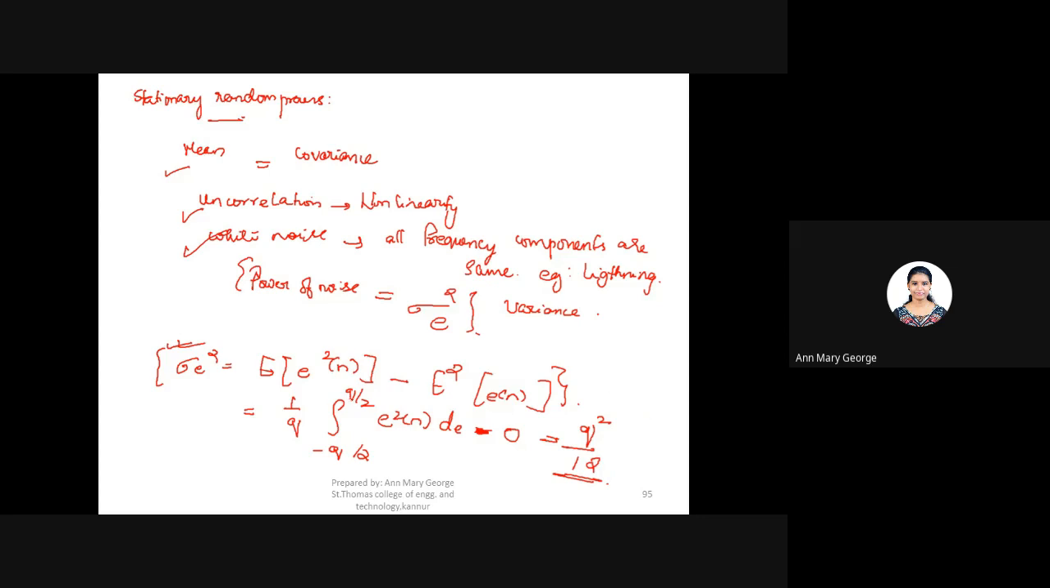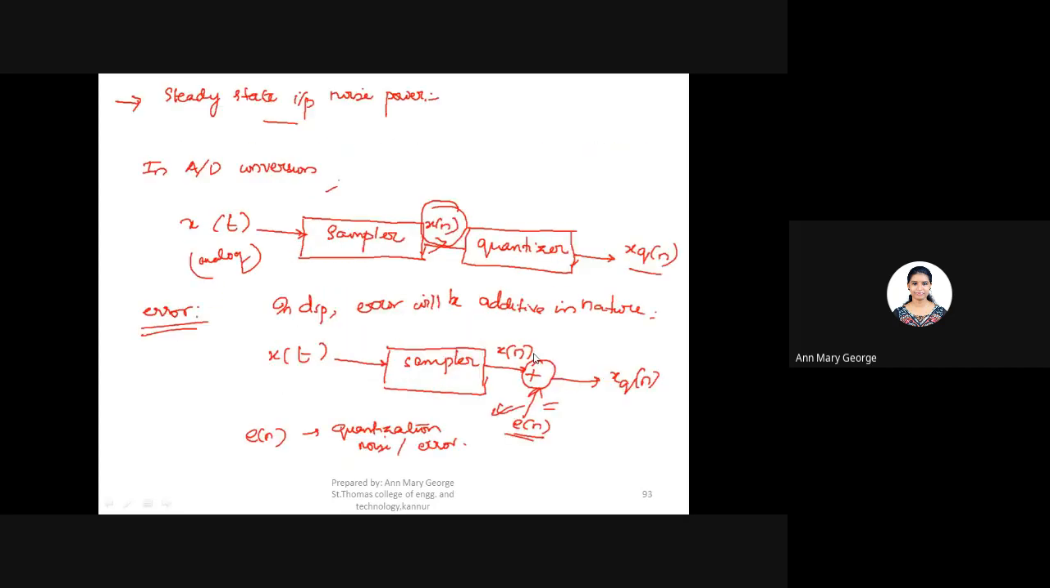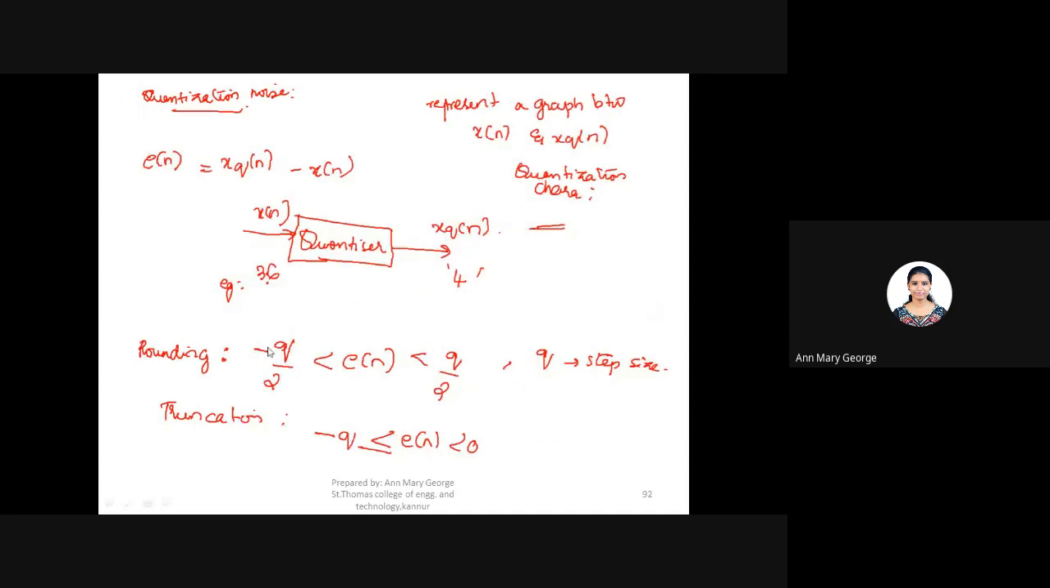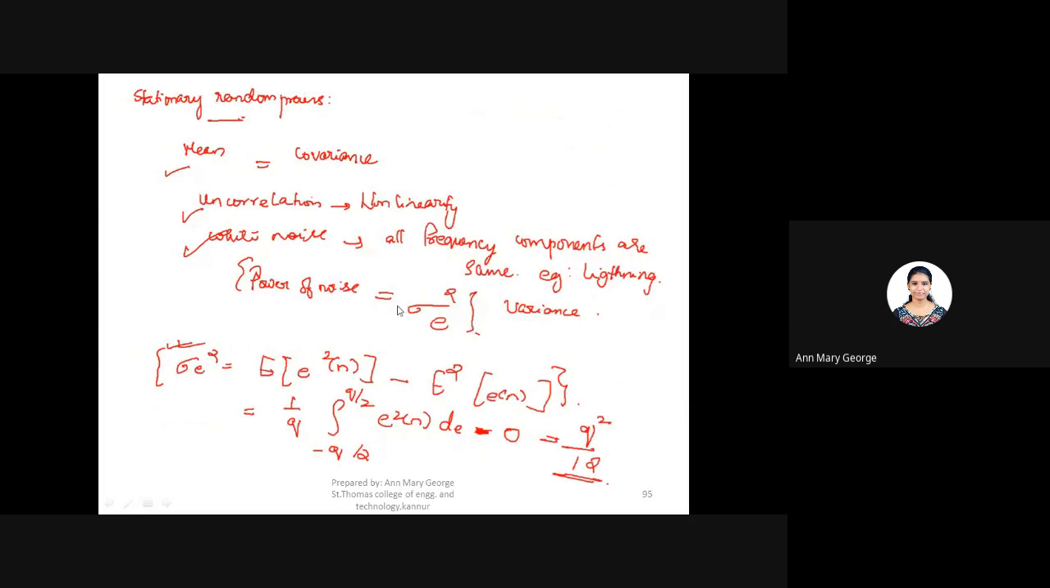What did we do here? We looked at the limit, minus q by 2 to q by 2. Have you seen this anywhere? You have just studied it. That is the limit of rounding: minus q by 2 is less than e of n is less than q by 2. So what we did here is rounding; that is, the expectation of e square of n can be rounded. After rounding, you got the value as q square by 12.